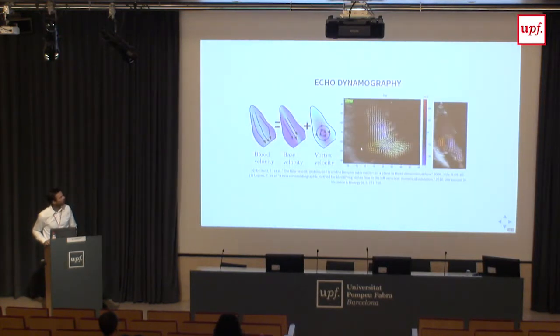Other things you can do is something called echo dynamography. This and the next technique are very tightly related. We heard yesterday something about splitting flows into two flow fields, one which is vortex only, and the other one which is the laminar component. And when you sum the two, you have the flow that you're measuring.